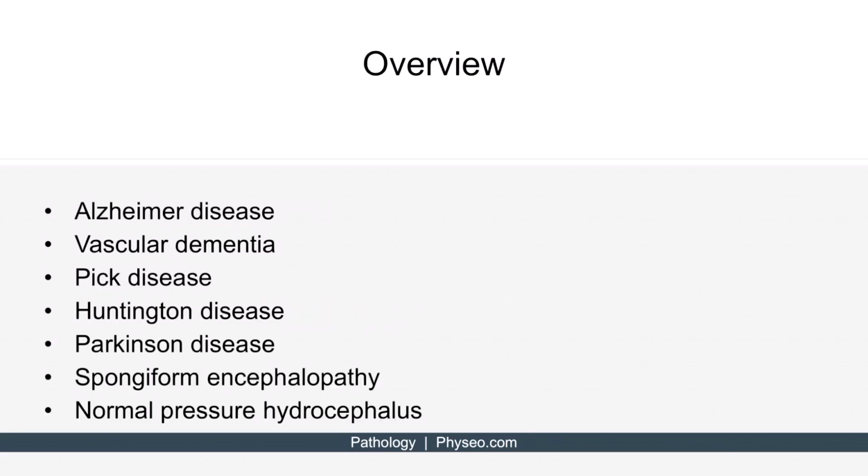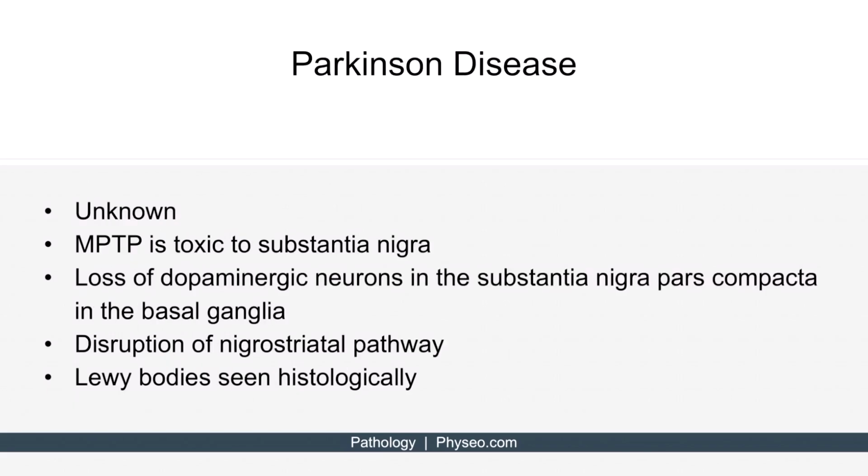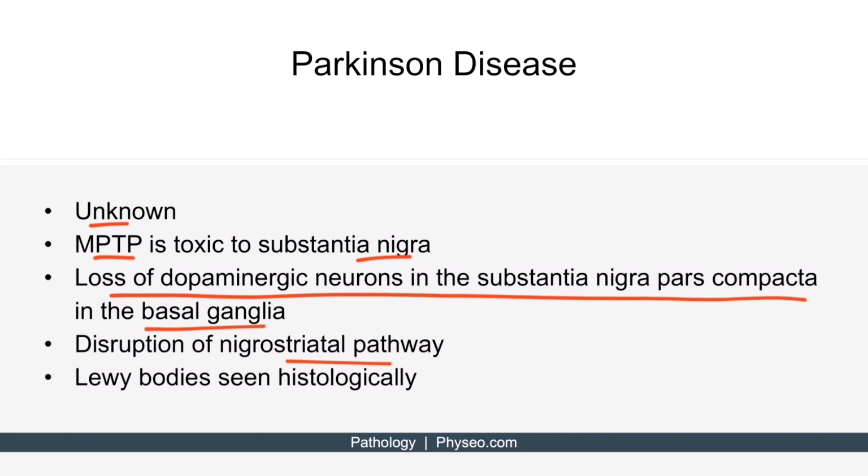All right, now let's discuss Parkinson's disease. The etiology is unknown. However, in some rare instances, it has been associated with a toxic chemical found in illicit drugs known as MPTP. This is toxic to the substantia nigra. Parkinson's disease is the result of neurodegeneration of dopaminergic neurons in the substantia nigra pars compacta, which is in the basal ganglia. This disrupts the nigrostriatal pathway, which is responsible for movement. Eosinophilic inclusion bodies will be seen histologically, and these are known as Lewy bodies and are composed of alpha-synuclein.